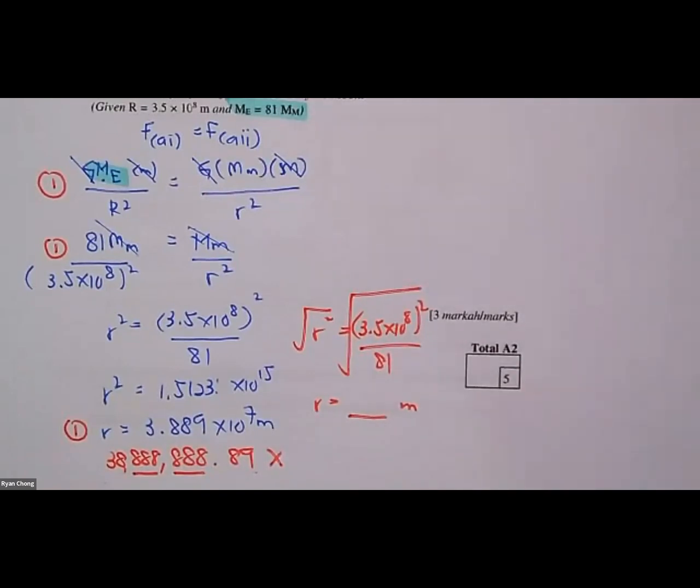After this, we will go to number 3. Number 3 is also a Form 5 topic. It's about the diode.